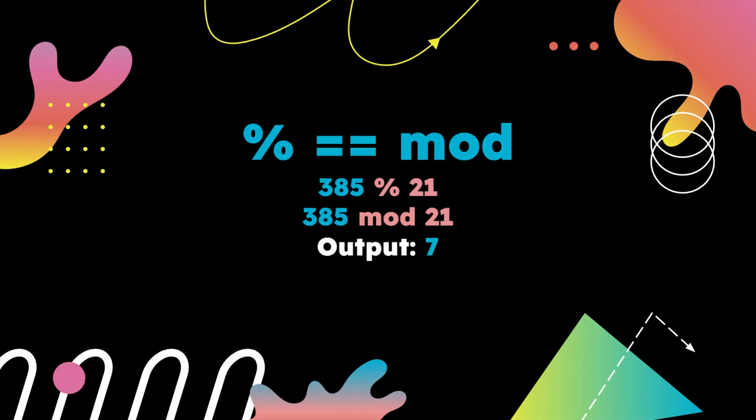The entire concept of modulo is not often used in mathematics, but rather in coding. Instead of mod, programming languages use the percentage symbol for modulo. For example, 385 % 21 means 385 mod 21, and the output would be 7.